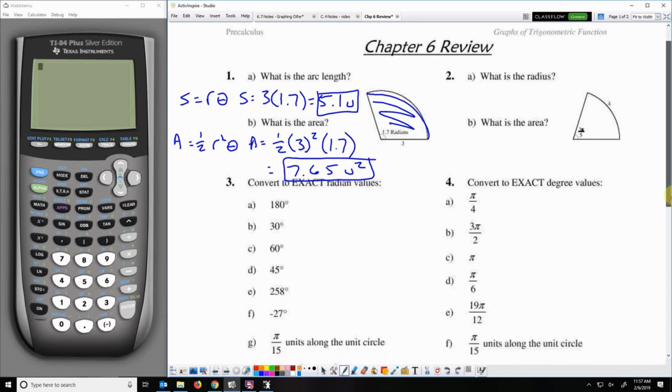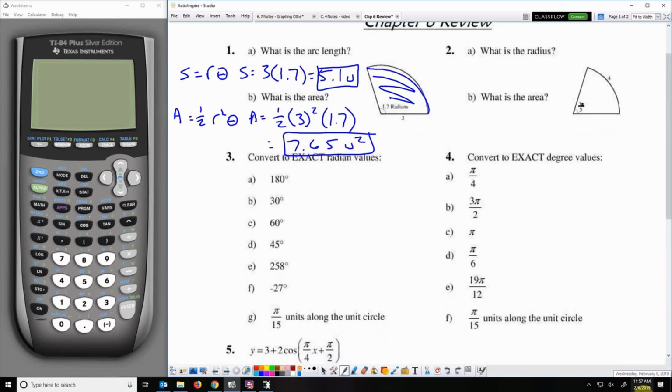Next, we will convert between degrees and radians. So to convert from degrees to radians, we need to multiply all of these by pi over 180. I'm not going to write that for every one of these, but 180 times pi over 180, those are going to cancel, and that is pi radians, which makes sense. 180 is halfway around a circle, so is pi radians.